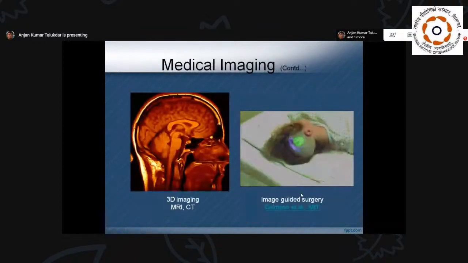Then another application can be 3D imaging. In the case of MRI or CT scan, you can have a 3D image. Also, on the right-hand side is an image of image-guided surgery. Like that, you can have a 3D model of a tumor, suppose, and also the brain. It is helpful for robotic surgery or remote surgery. It helps in those cases.